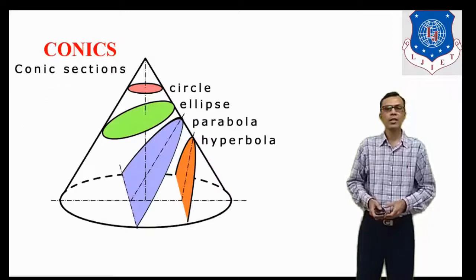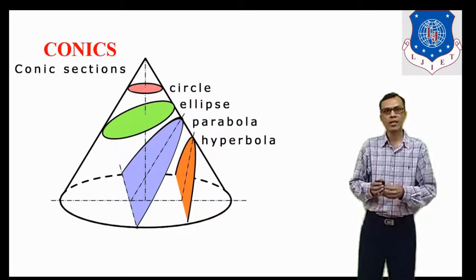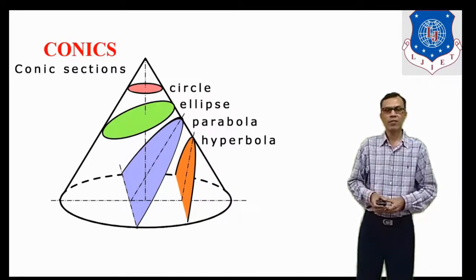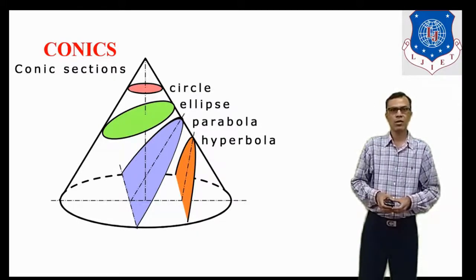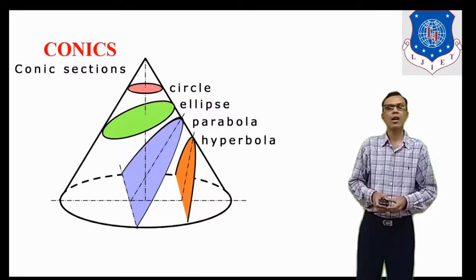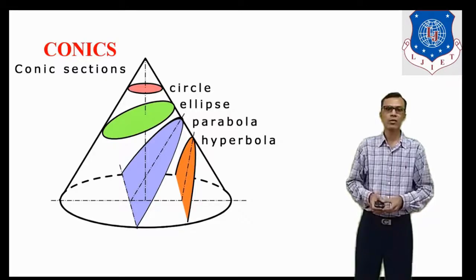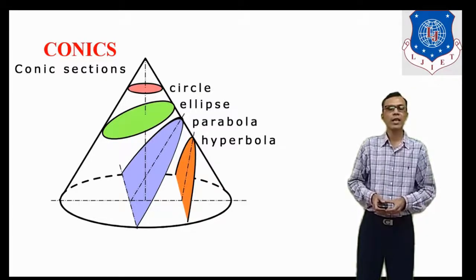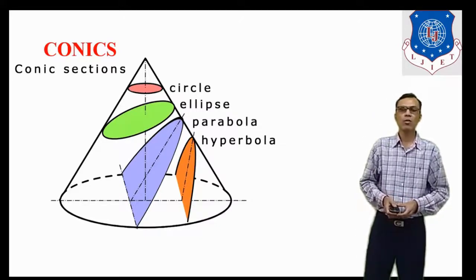Now let's see what conics are. If we cut a right circular cone, which is shown here, by a cutting plane in different positions, there will be different sections. All these sections are generally known as conics. Here some conics are shown: circle, ellipse, parabola, hyperbola. These are the examples of conics.